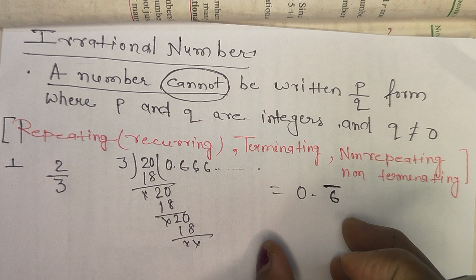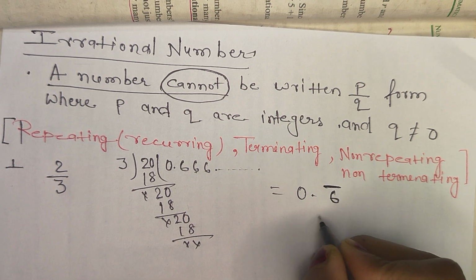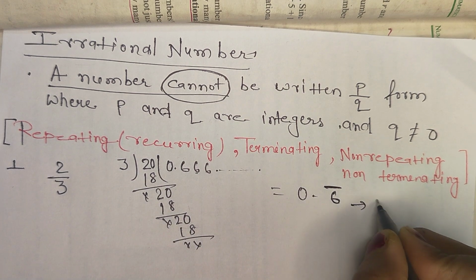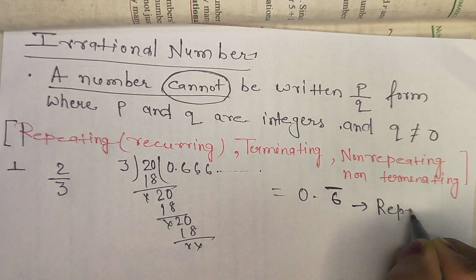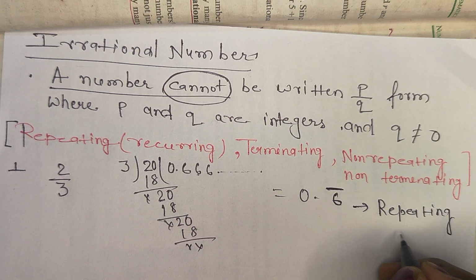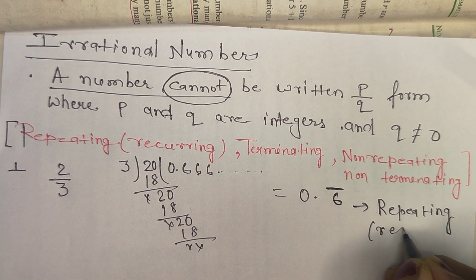This type of number is repeated, so you say this is repeating, or recurring.